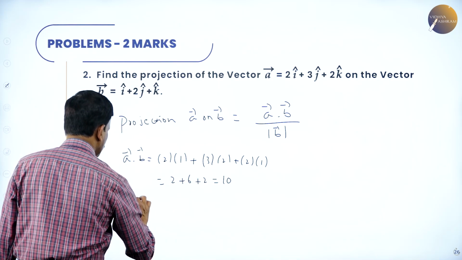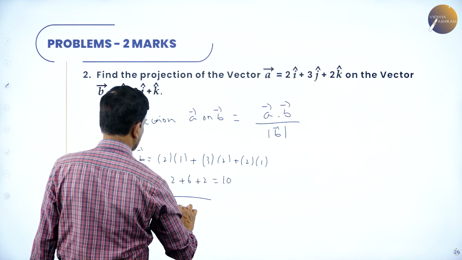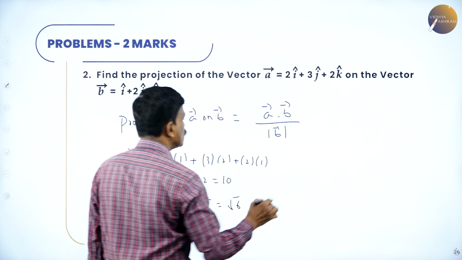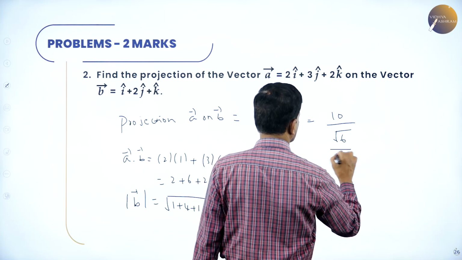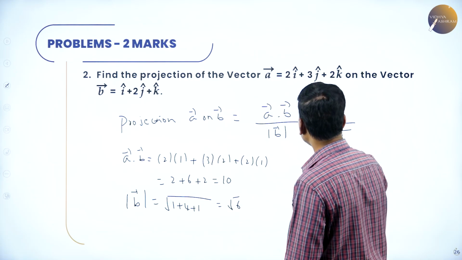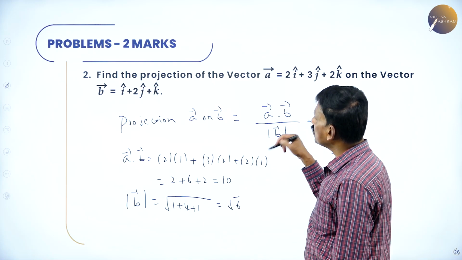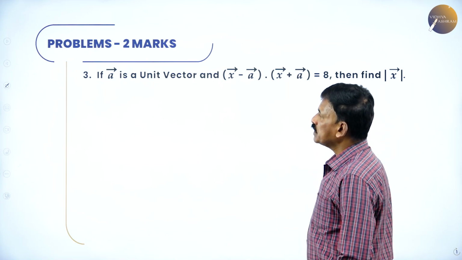Length of vector B. Length of vector B: 1 square is 1 plus 4 plus 1, that's equal to root 6. So, projection of A on B is 10 divided by root 6. So, projection of A on B is A dot B by length of B. Suppose if there is projection of B on A, it is A dot B divided by length of A, for 2 marks.